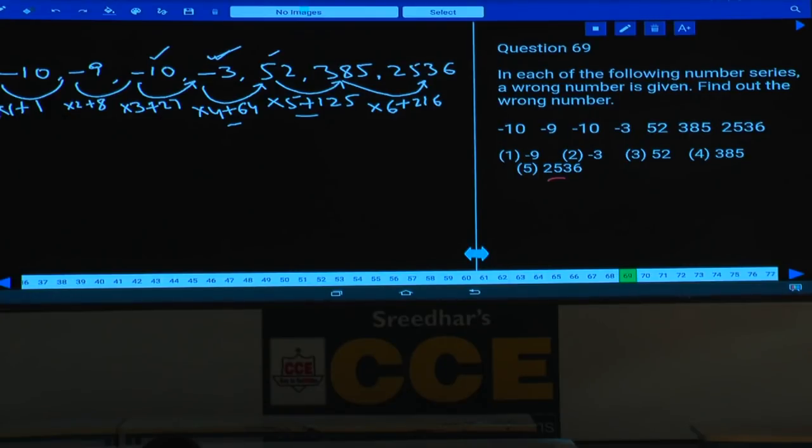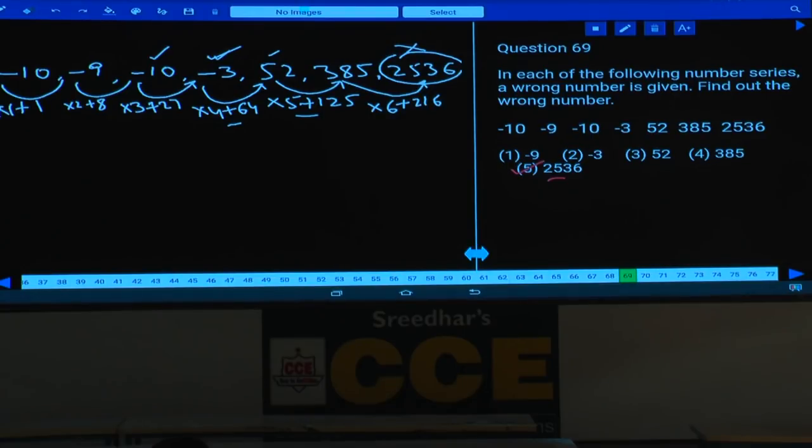Yes, tell me what is the number here? 385 into 6 plus 216. Tell me, what does it come to? Quick. 2356. Now sir, in this one, rather slowly. 2336. 2526. Now 2526. What is the given number here? 2536. And that is the odd one.